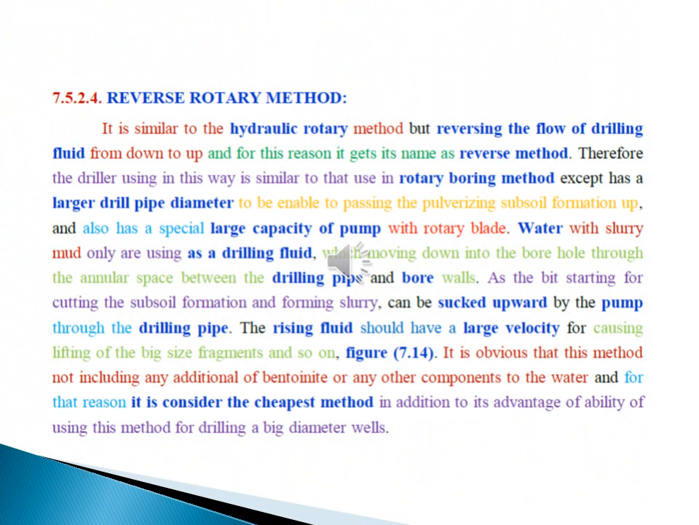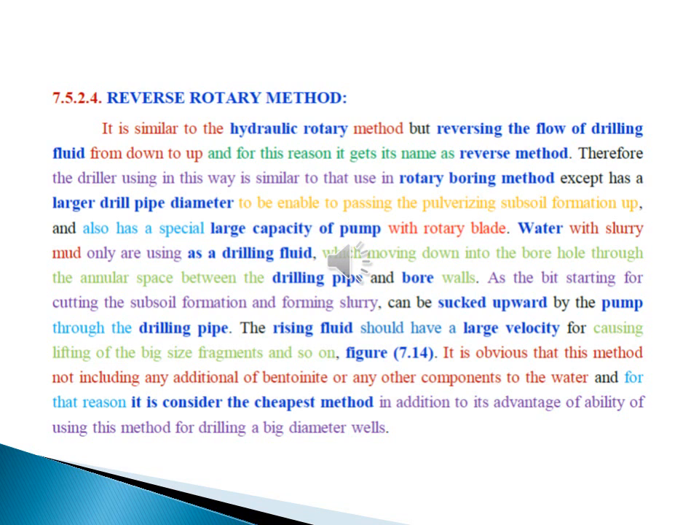Reverse rotary method. It is similar to the hydraulic rotary method, but reverses the flow of drilling fluid from down to up, and for this reason it gets its name as the reverse method. Therefore, the driller used in this way is similar to the one used in the rotary drilling method, except it has a large drill pipe diameter to enable passing the pulverized subsoil formation up, and also has a special large capacity pump with a rotary blade.